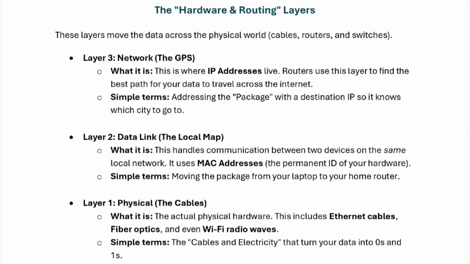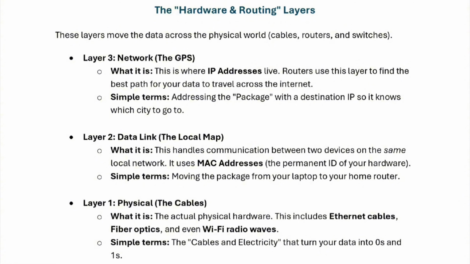Now the hardware and routing layers: layer 3, layer 2 and layer 1. These layers move the data across the physical world: cables, routers and switches. Layer 3 is the network layer, the GPS. This is where IP addresses live. Routers use this layer to find the best path for your data to travel across the internet. In simple terms, it addresses the package with a destination IP so it knows which city to go to.